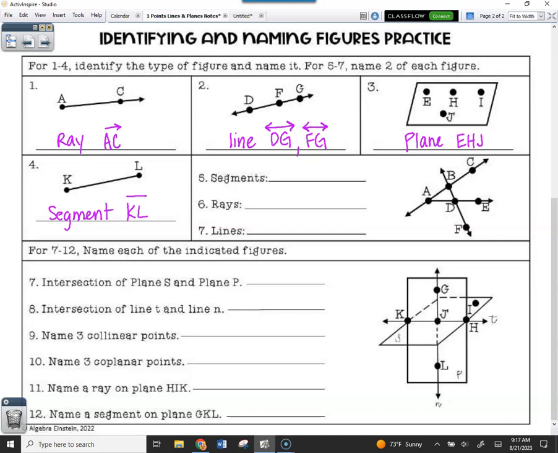5 through 7, it says, name 2 of each type from the picture. Name 2 segments from the picture. Well, you got to remember what a segment is. Segment starts and stops. So, somebody throw a segment out. A to C. Very good.